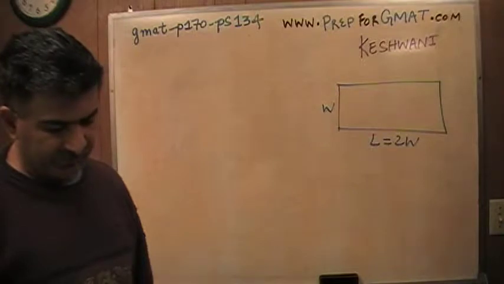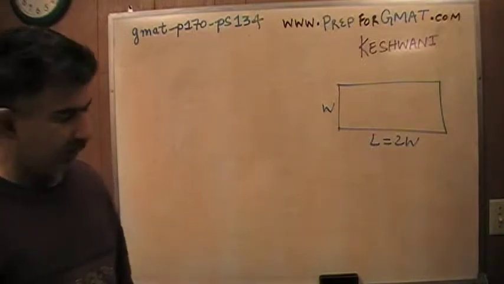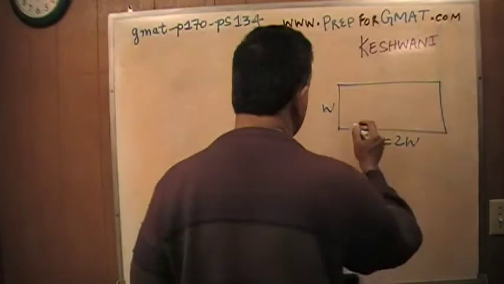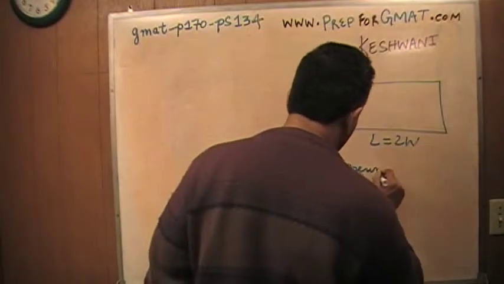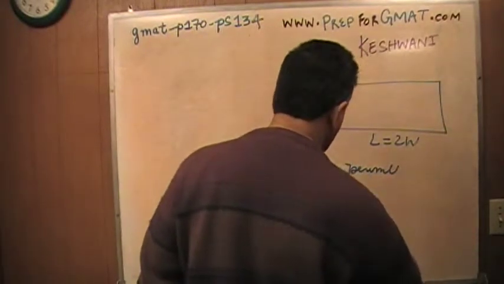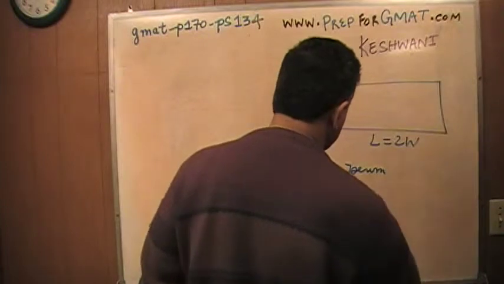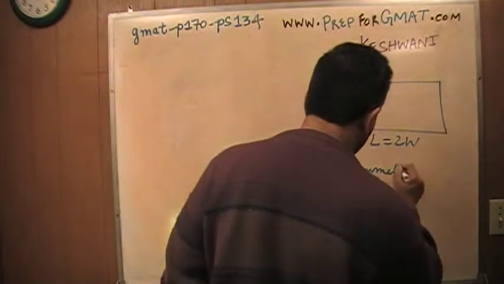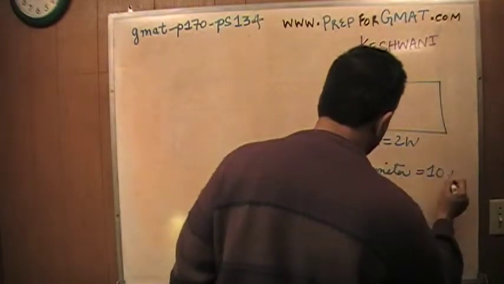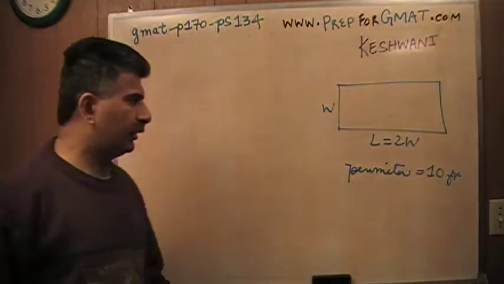If the perimeter is 10 feet, then the dimensions in feet are, so we are told that the perimeter is 10 feet. The question simply is, what are the dimensions?